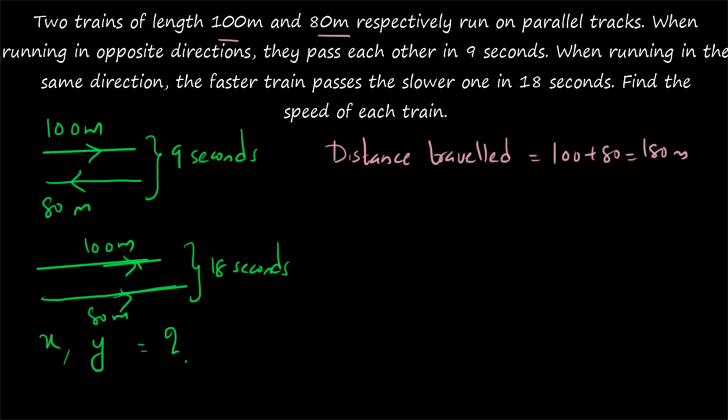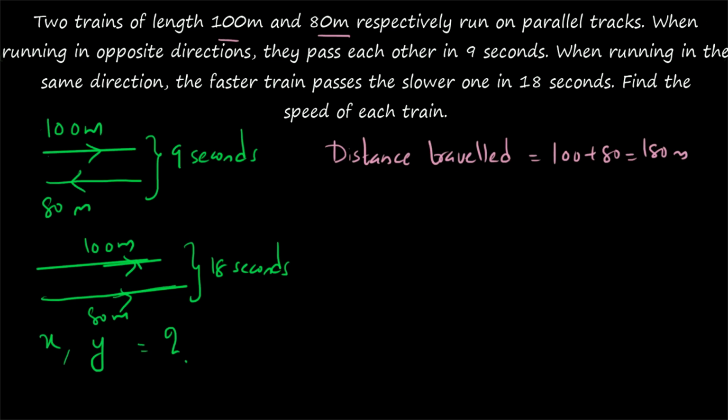Here you can see it is given that the faster train is passing the slower one. Here there is no reference point. It is not written that a man in the faster train is crossing the slower train, or that the faster train is crossing a man in the slower train. There is no reference given. So here you have to add up the lengths of the two trains in the second case also, in order to find out the distance travelled.